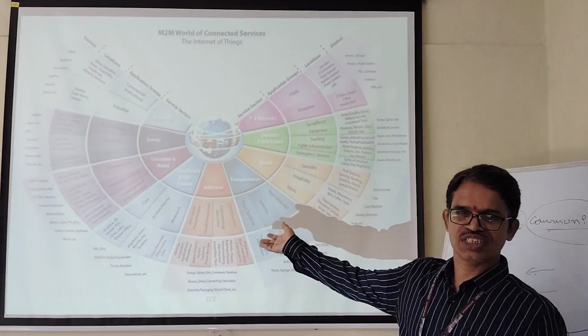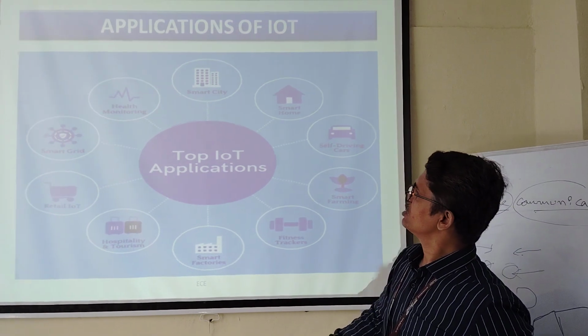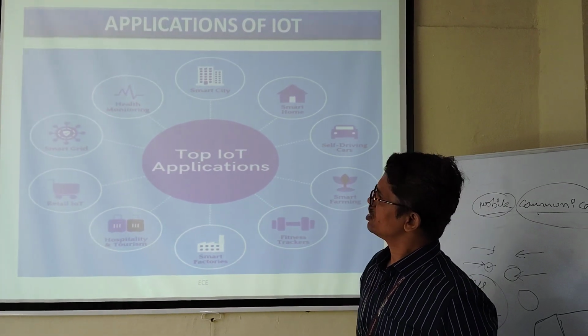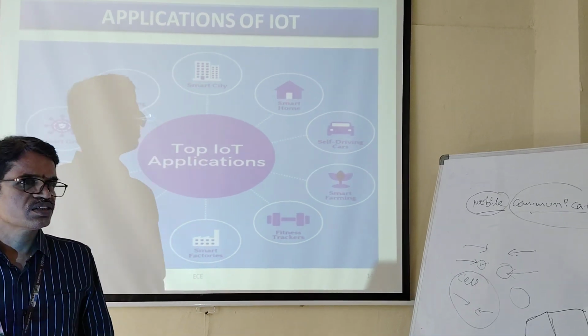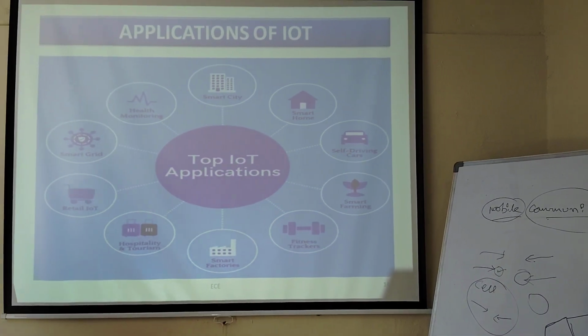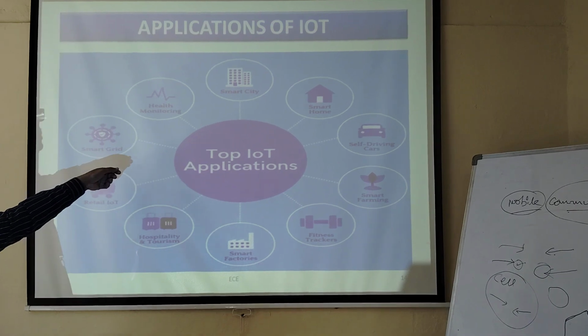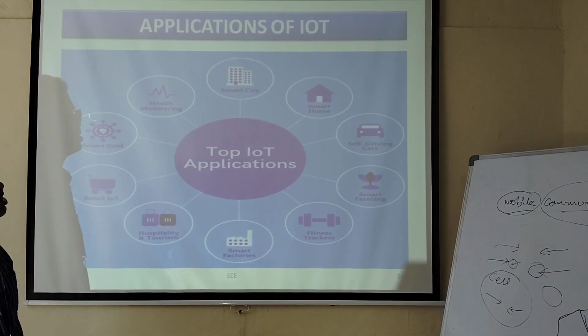Yeah. Next slide. These are the applications. Already we have discussed this one. This diagram shows the different domains that IoT has come into existence in, like smart cards, health monitoring, smart city, smart homes.